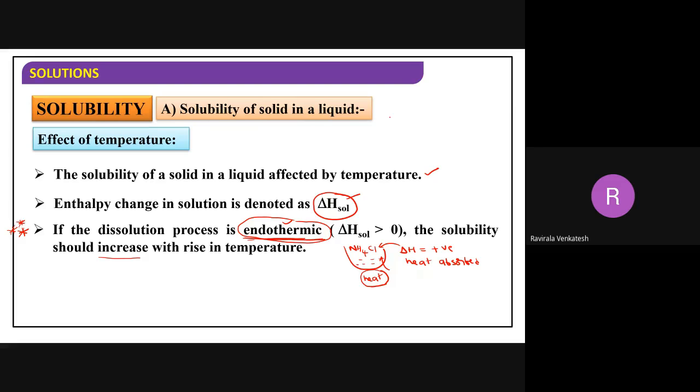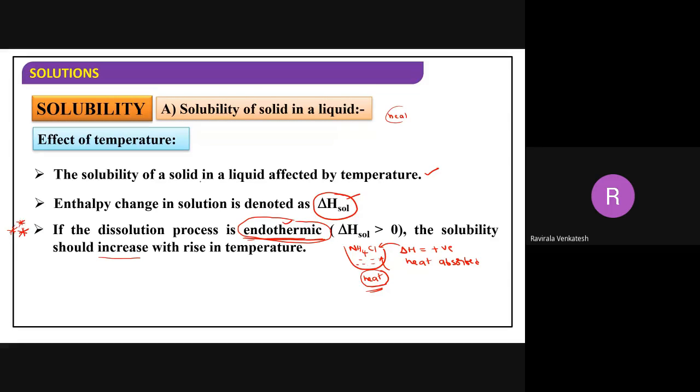So when you are heating, the equilibrium should decrease this heat. How will it decrease it? By absorbing the heat here. How do you decrease the temperature, beta? What is the possibility? By just absorbing only, no?